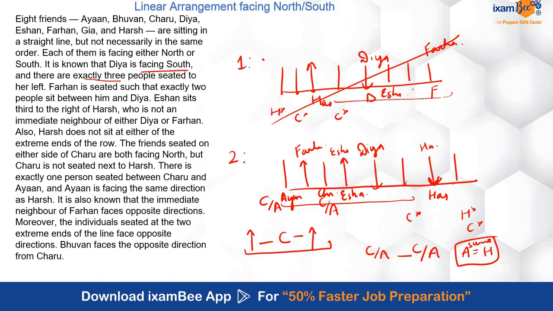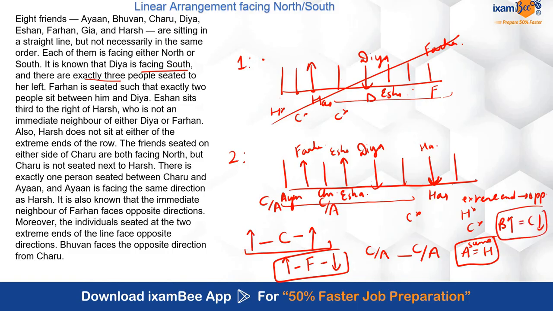Right? Now the next point if we read out: the immediate neighbors of Farhan face opposite directions. And the individuals seated at the extreme ends face opposite directions. And Bhuvan faces opposite to Charu. So this is the complete set of points. We have read the whole question. So now we work on it.